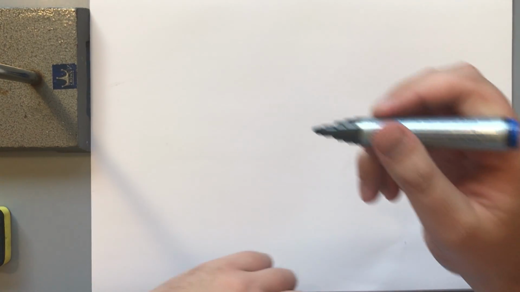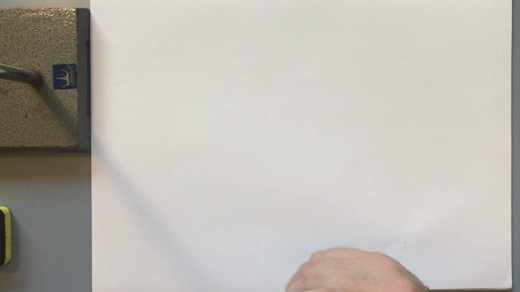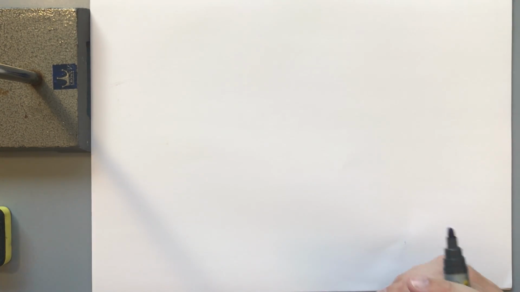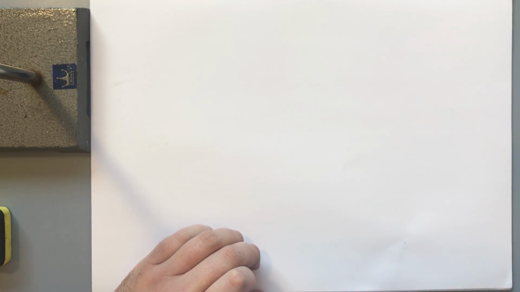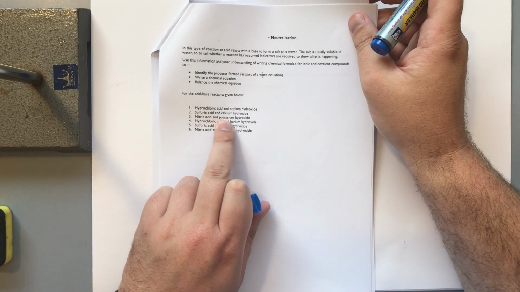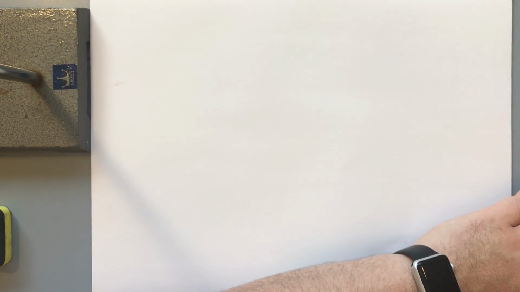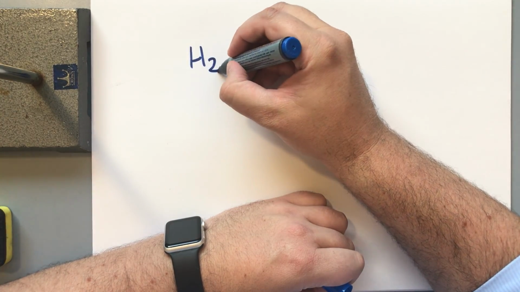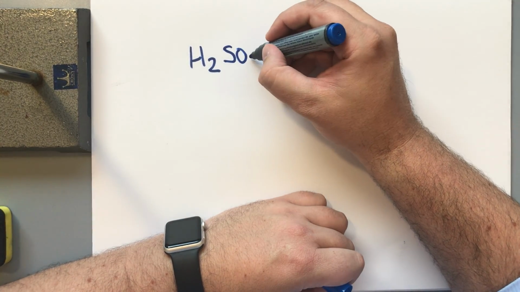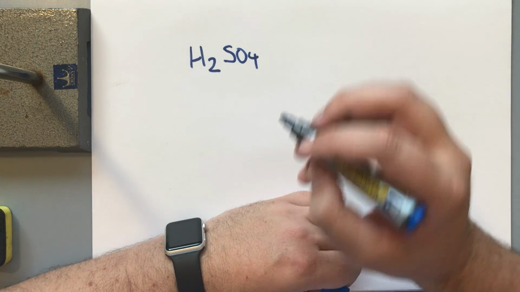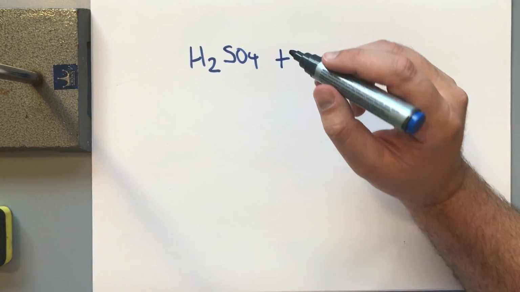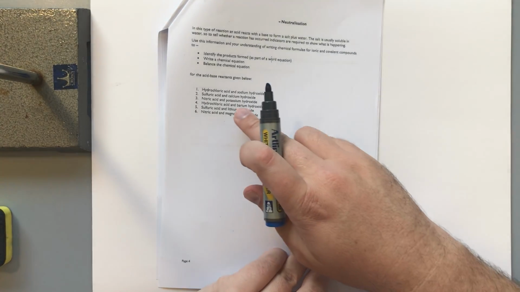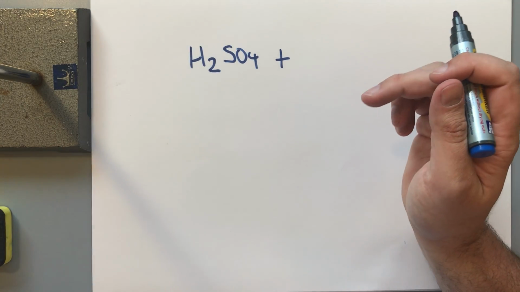All right, so let's look at sulfuric acid. There's my sheet, here it is. Sulfuric acid and calcium hydroxide. So sulfuric acid is one of these ones that you need to know. H2SO4 is sulfuric acid, and we're adding that to calcium hydroxide.